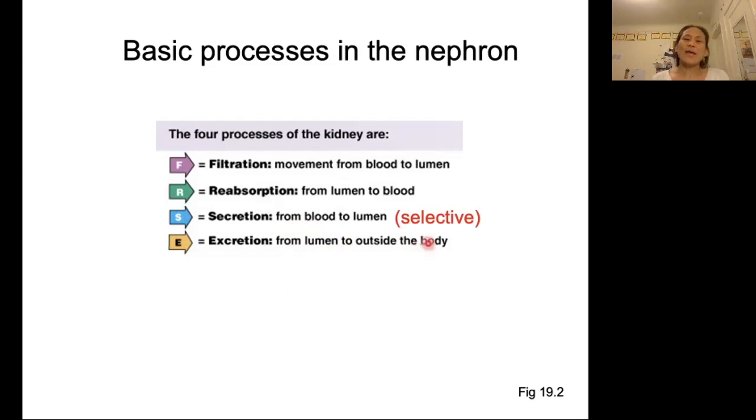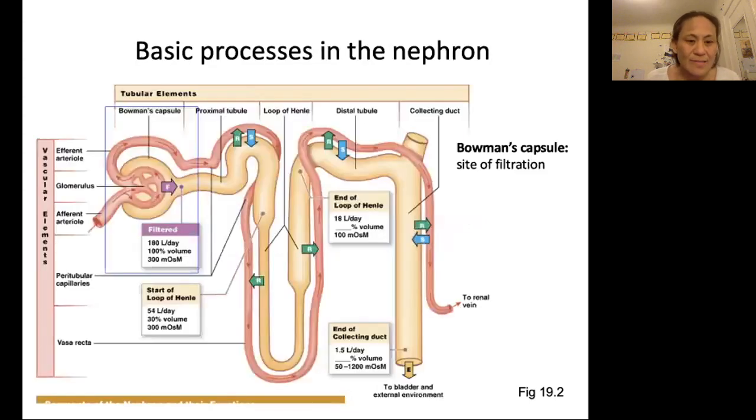All right, so let's take a look at this next slide, which diagrams these basic processes and where they occur within the nephron. Okay, so starting over here at Bowman's capsule. Bowman's capsule is the site of filtration. This is the only place where we're going to see filtration in the nephron.